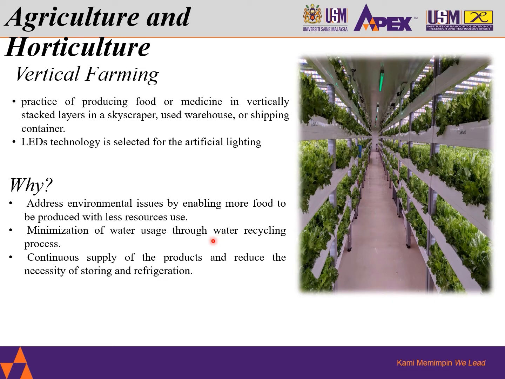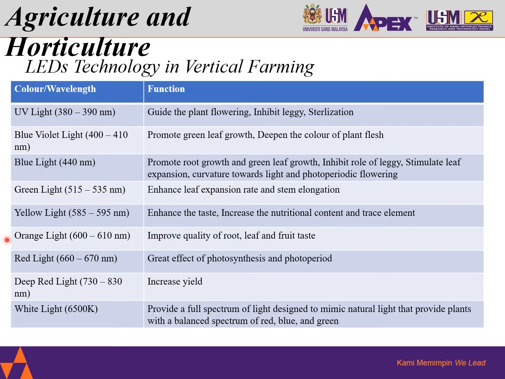This can address environmental issues by enabling more food to be produced with fewer resources used. It can minimize the usage of water through the water recycling process. The continuous supply of the products can also reduce the necessity for storing and refrigeration. So this is the example of a vertical farming process. So what is the wavelength and the specific function in vertical farming for the LED?